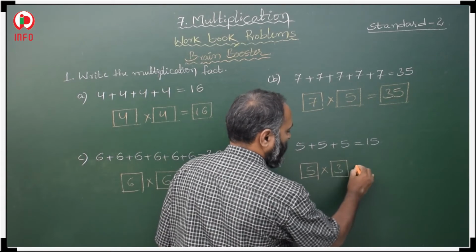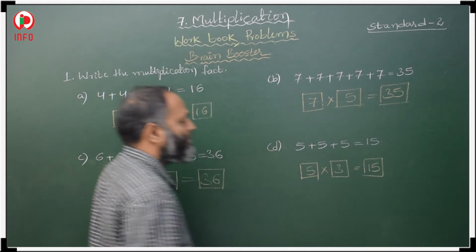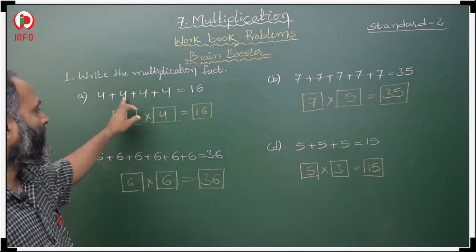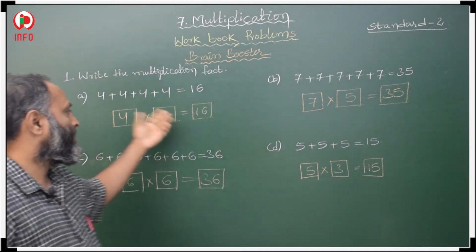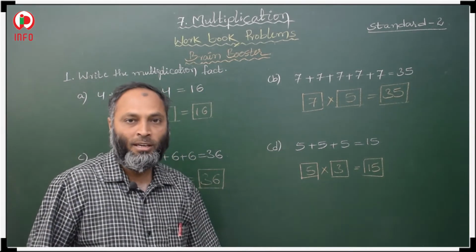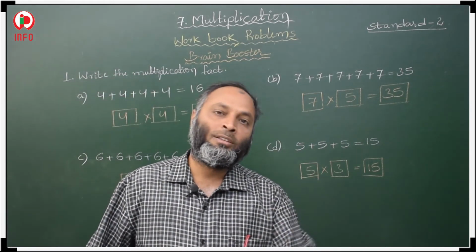5 into 3 is 15. 5 3s are 15. So the first number represents what the number is given. The second represents how many times we are adding, so that the product shows the sum. Okay. So this is the repeated addition we are converting into a multiplication fact.